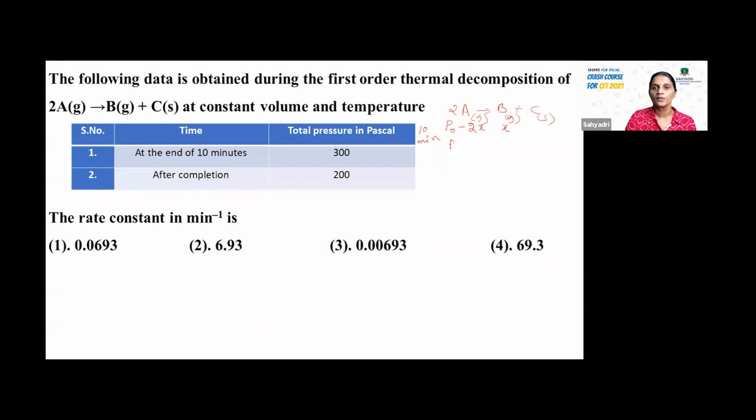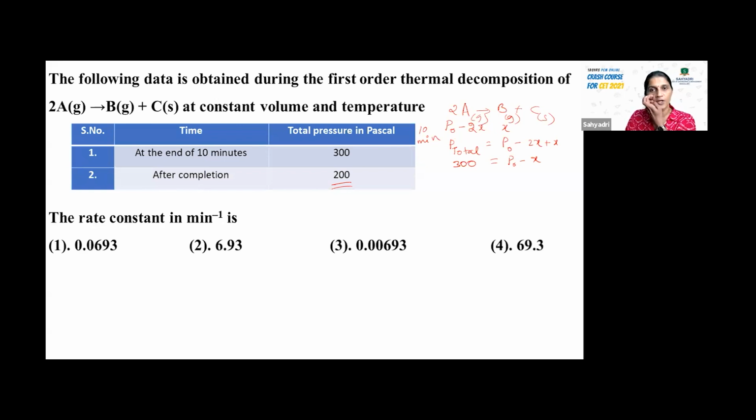Now, total pressure P total is equal to P naught minus 2x plus x. This is the total pressure at any time t, so P naught minus x. After 10 minutes, the total pressure is given as 300 Pascal. Clear? But we neither know P naught nor x. But now, look at the second data.